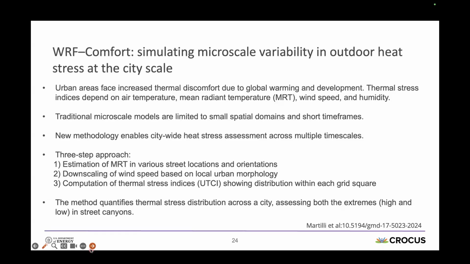This methodology consists of 3 key steps: the estimation of mean radiant temperature in various street locations and orientations, the downscaling of wind speed based on the local urban morphology, and then the computation of the thermal stress index showing the distribution within each grid square. Through this approach, we can map out the intra-neighborhood heat stress distribution and better understand how heat stress varies throughout the city, especially in complex areas like street canyons. This methodology not only helps in real-time assessments, but can also be used to study long-term trends and the effects of future urban expansion and climate change. Next slide, please.